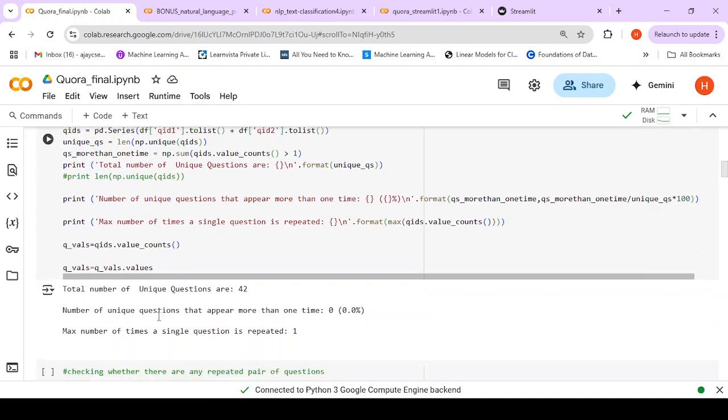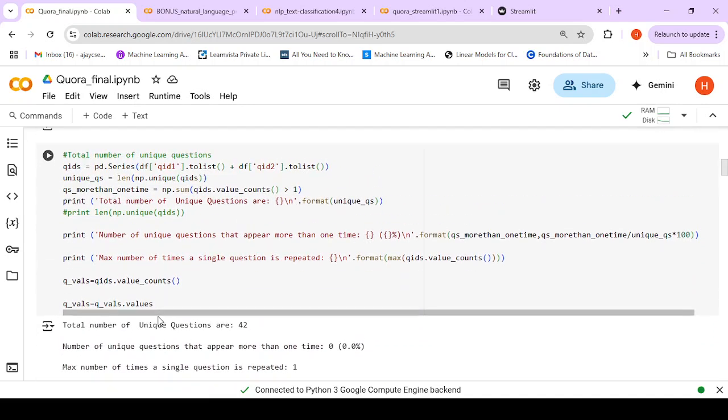So first of all, let us understand the total number of unique questions, for which we take the total number of questions in each, and then we get the unique questions from it. So that is the unique number of questions that we have. That is 42 in our case: 21 records, 21 plus 21, giving me 42 records.